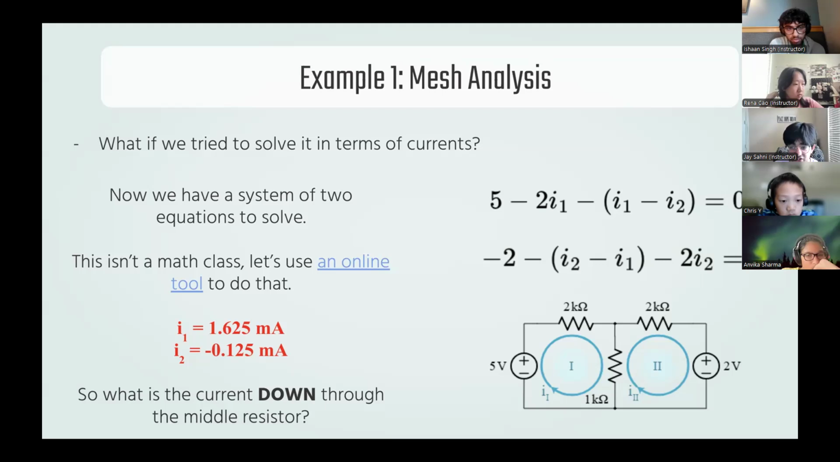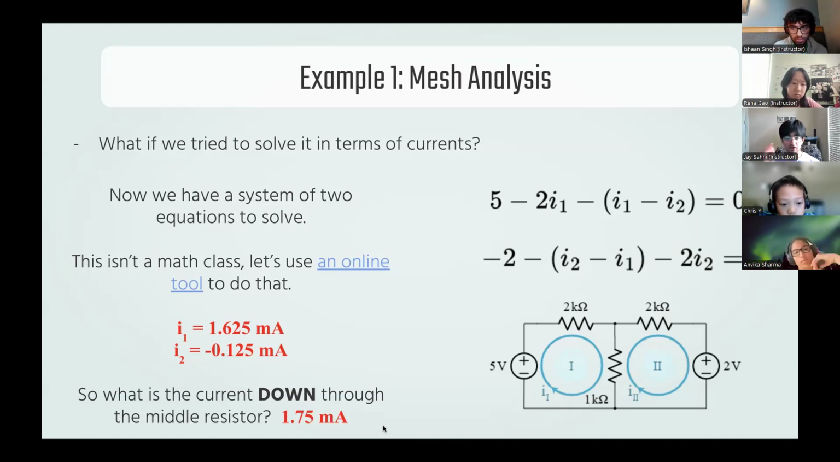Answer quickly in chat. Nice. That's correct, 1.75. Remember, you have to subtract I1 from I2 because they're going in opposite directions. In this case, one of them is negative, so when you're subtracting a negative number, you're just adding. Next slide.